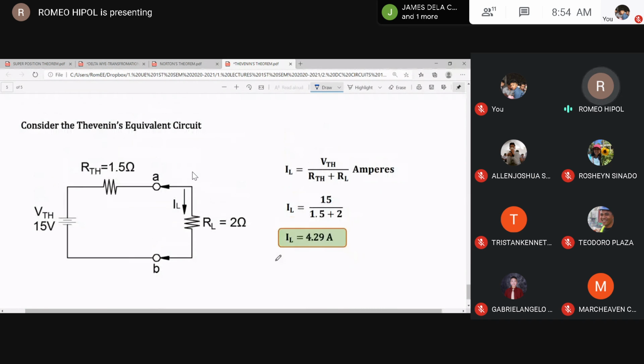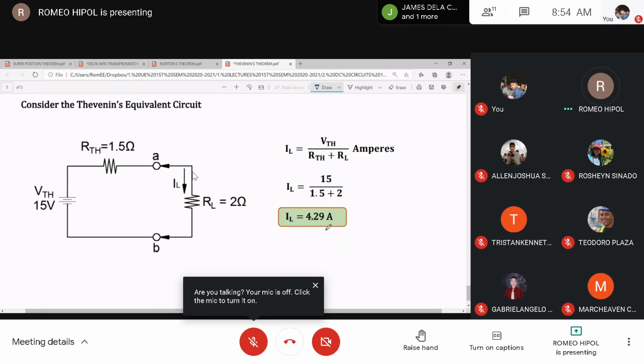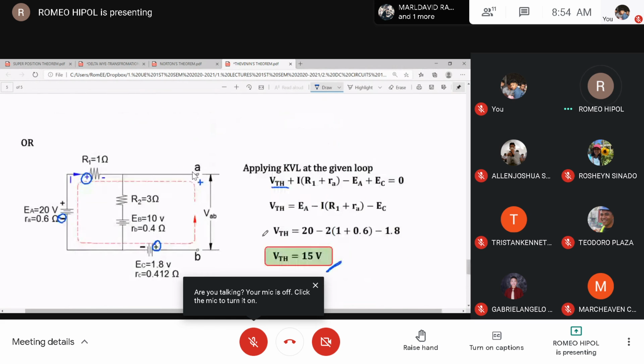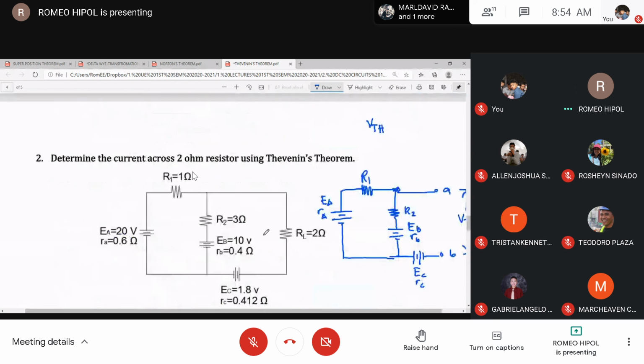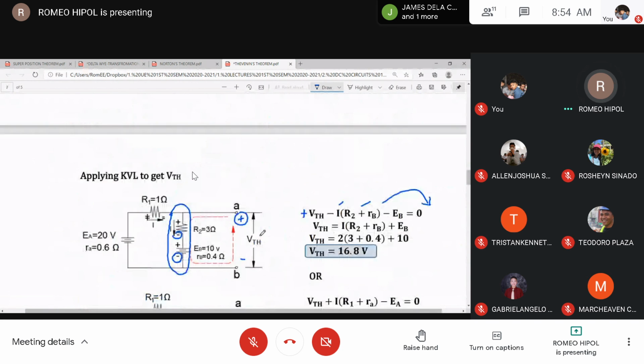Then considering the Thevenin's equivalent circuit, we have the terminal voltage, Thevenin's voltage of 15 volts, Thevenin's resistance of 1.5 ohm, and the load resistance of 2 ohm. So to calculate the IL, like KVL, then we will get 4.29 ampere. Then to get the equivalent power, I-apply nyo na lang yung power formula.